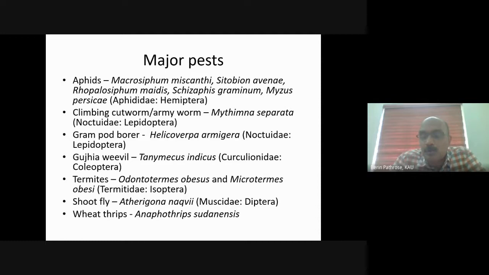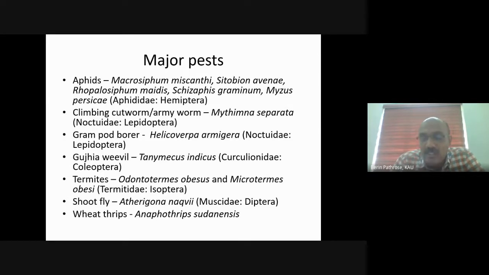Then we have gram pod borer, Helicoverpa armigera. This name will be there throughout the crop pests course you study this semester and next semester. This is one of the notorious pests, extremely polyphagous, attacking several crops, vegetables, cereals, cotton. Then Gujia weevil, a pest specific to wheat. Remember the scientific name, Tanymecus indicus; as it is a weevil, its family is Curculionidae.